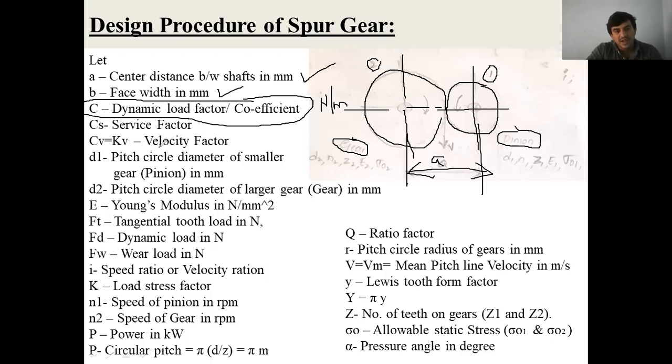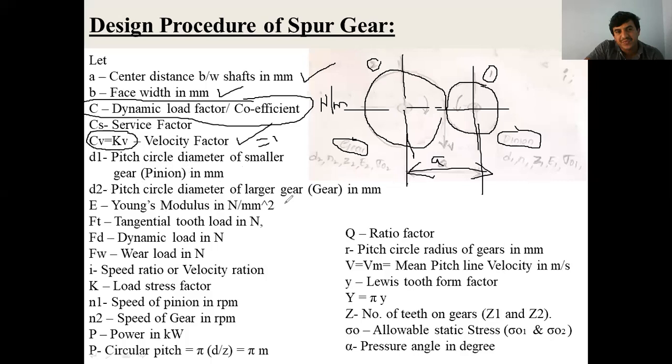Next, Cv, which is equal to Kv. Some textbooks use Cv, and some use Kv; in the data handbook both terminologies are given. That is called the velocity factor. It depends upon the velocity, meaning the pitch line velocity, and the factor is a constant. Then D stands for physical diameter. Suffix 1 stands for pinion and suffix 2 stands for gear. D1 is the physical diameter of the smaller gear, called the pinion. D2 is the physical diameter of the larger gear, simply called the gear.